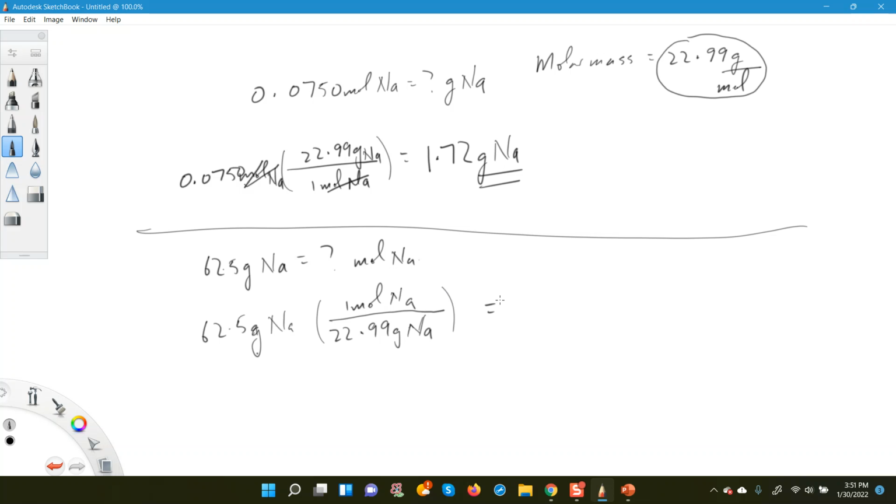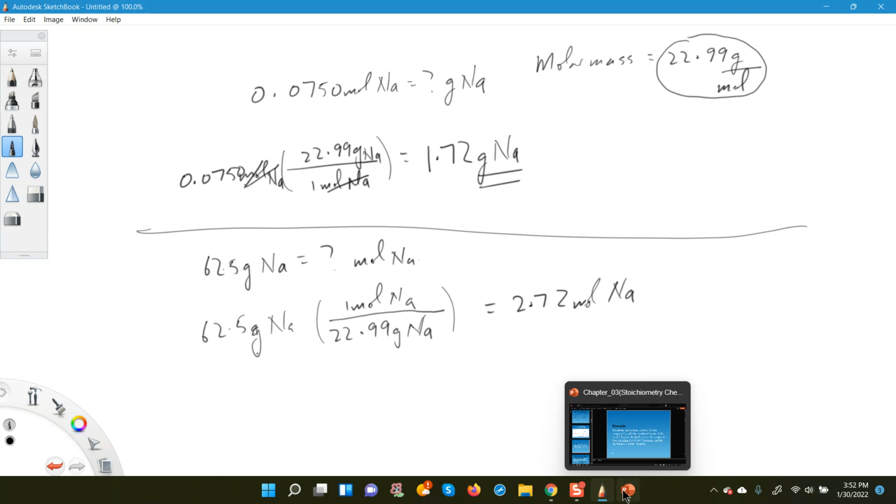So 62.5 divided by 22.99. And the answer I got here, rounded off to 3 sig figs, would be 2.72 moles of sodium. All right. And that's basically how that is done. As I said before, it's kind of like the reverse of what was done in the previous A part, right?